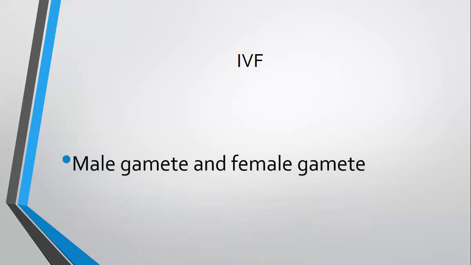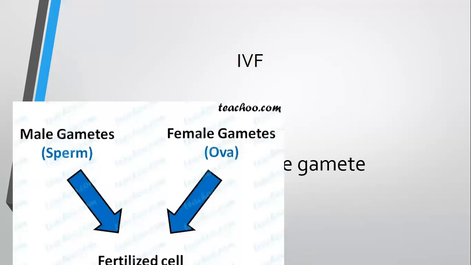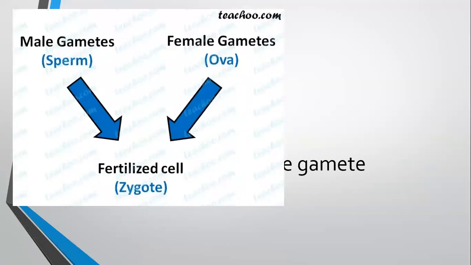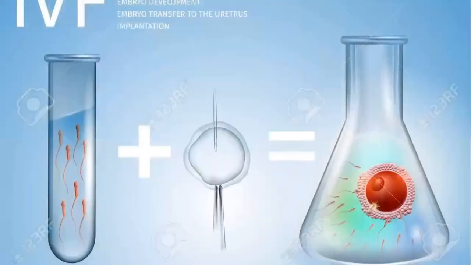Let's see now what happens. Now male gametes and female gametes, what will they do? Don't write the points, take the PPT. Male gametes and female gametes, they will remove from the couple. Then what will they do? Generally male and female gametes fertilize to form a zygote. But in this case, they will remove the female gamete and the male gamete, and allow them to fertilize outside in a test tube. They will develop the zygote for 1 day or a few hours, and then they will transfer it into the female womb or female reproductive system.